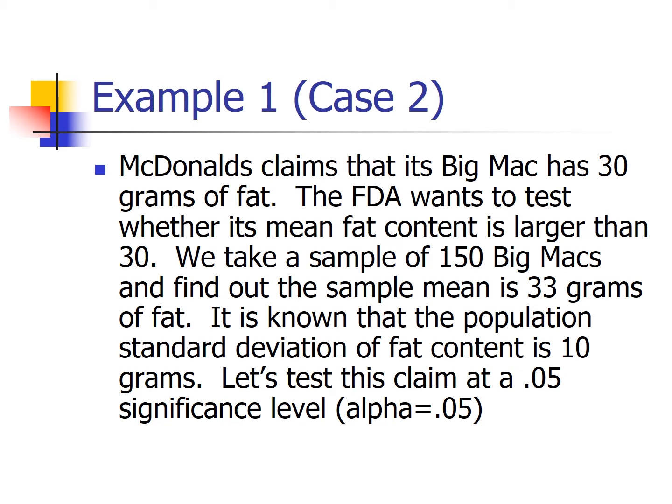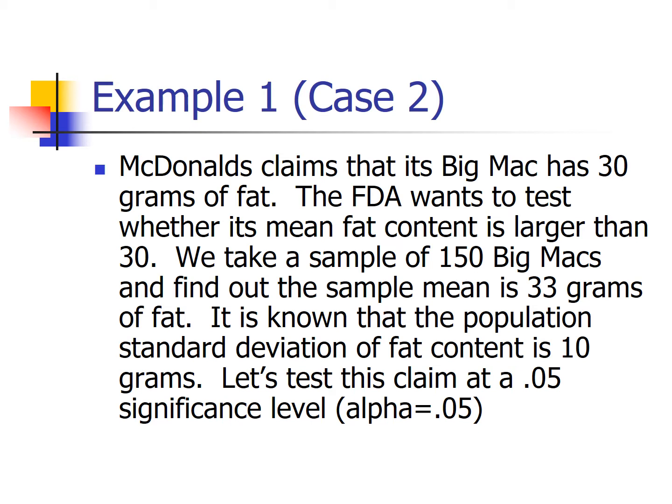So as we've already talked about, we would need to start this process by taking a sample. Let's say that we have enough time and resources, man and woman power, to go out and actually collect 150 Big Macs. So we do that. We look at the sample mean and we find it's 33 grams of fat, a bit more than 30. Now everyone, of course, except for maybe people that go to Burger King, knows that the population standard deviation of fat content is 10 grams. Maybe also people who go to Chick-fil-A.